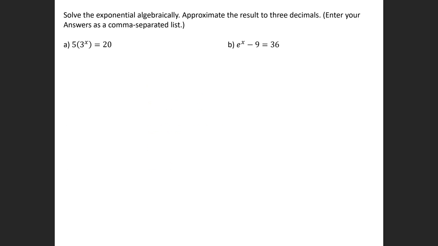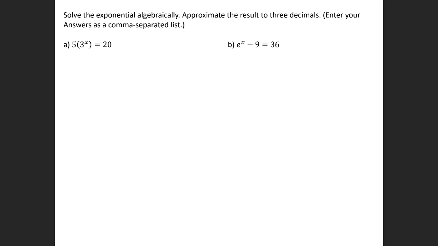All right. Let's look at this. These are a little bit more complicated because they're going to require an additional step. So let's start with the first one. Solve the exponential algebraically. So we have 5 times 3 to the x power is equal to 20.